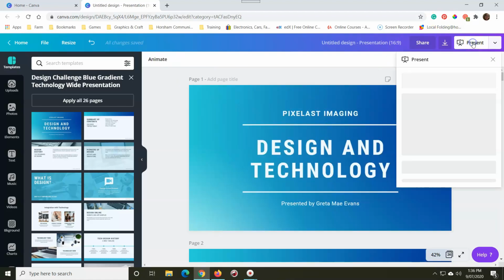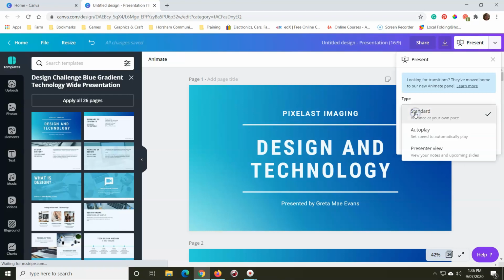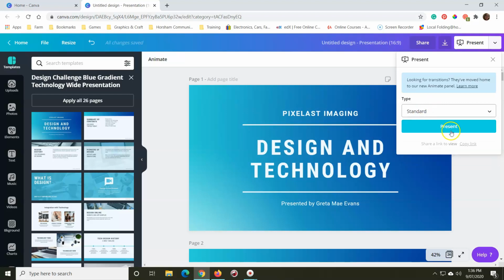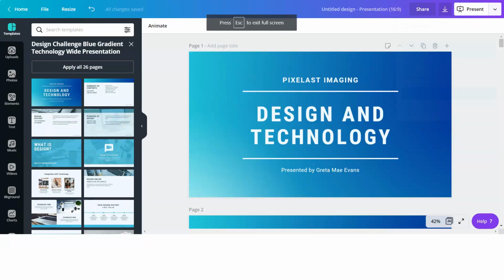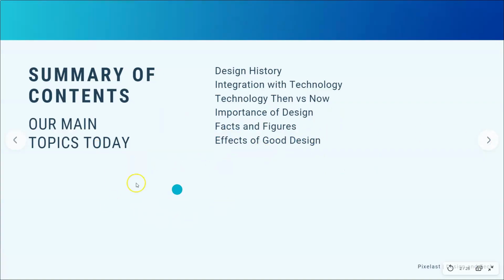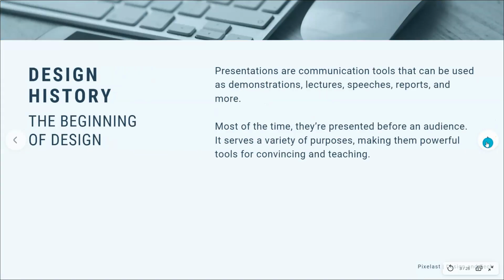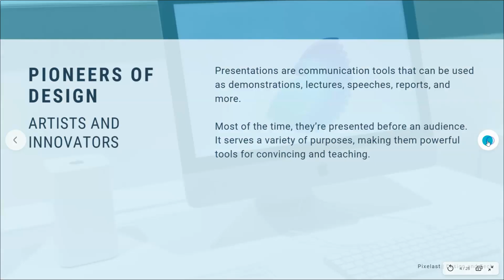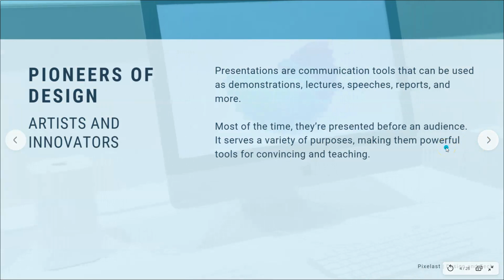So if I click on present, I can go standard type or autoplay or presenter view. We'll just have a look at the standard for a start and present view, and you can see that this one gives you a little counter on the screen that you can move around and shows you where you're up to. So that's not a bad little option.